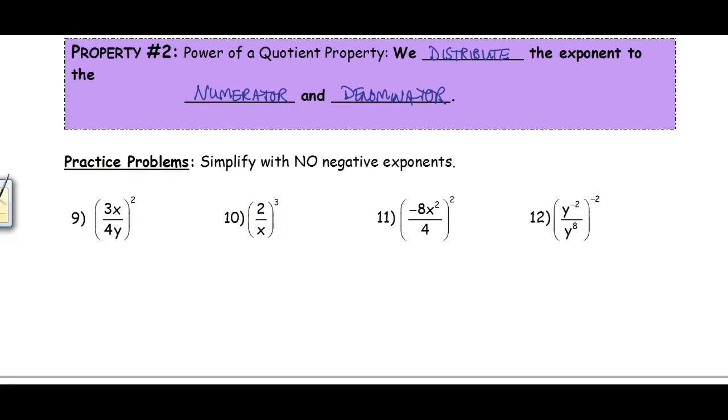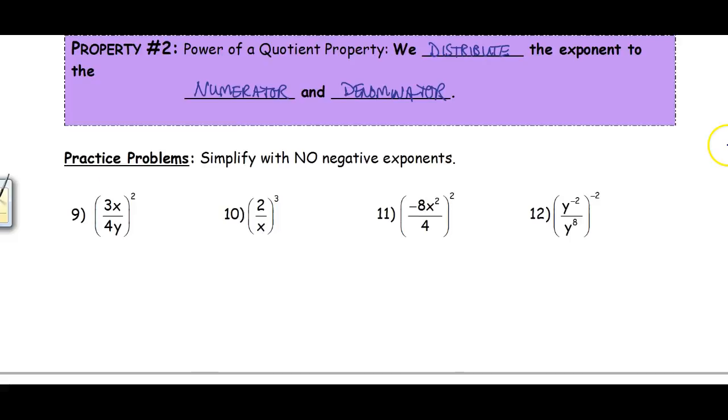Okay, let's simplify and remember again, no negative exponents. So number 9, our 2 is outside. You have to distribute that to every single term on the inside. So the 3 gets it, the x gets it, the 4 gets it, and the y gets it. So you have 3 squared, x squared, over 4 squared and y squared.